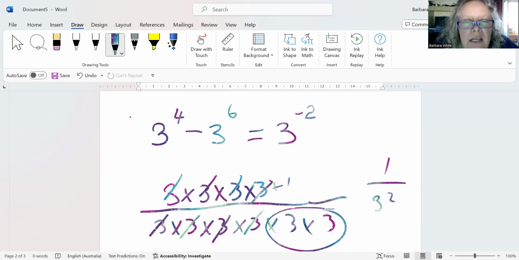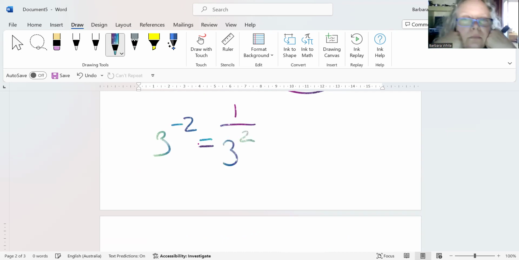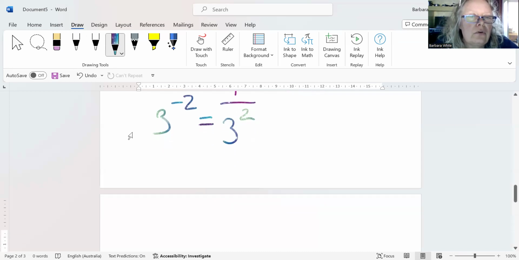So a negative index, instead of being a multiply, it's a divide. So 3 to the power of minus 2, let's write that down here somewhere. 3 to the power of minus 2 is the same as 1 divided by 3 to the power of 2. All right? So if you've got a negative index, you stick it on the bottom of a fraction and it becomes a positive index. You've got a negative index on the bottom, you stick it up the top and it becomes positive. Okay? Let's look at a couple of those.